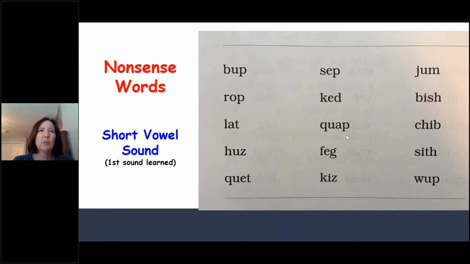Another page of nonsense words. Same thing, short vowel sound. Practice on your own and then I will read them for you when the video goes back on. Pause the video and practice.